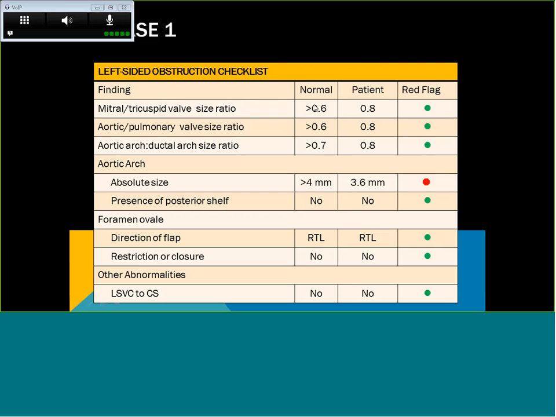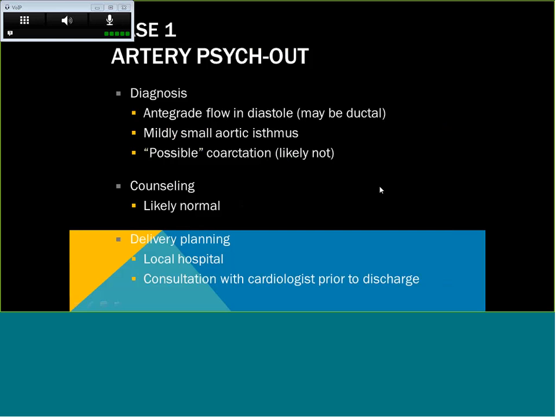So in terms of our checklist here, really the only thing that's maybe a little bit concerning is the size of the isthmus and maybe a little bit of continuous anterograde flow. There's maybe a coarctation here, but likely not. Again, for counseling in this family, we would say this is likely normal. In terms of delivery planning, we would do this at a local hospital with a consultation prior to discharge. And this turned out to be a completely normal heart with no aortic arch obstruction.